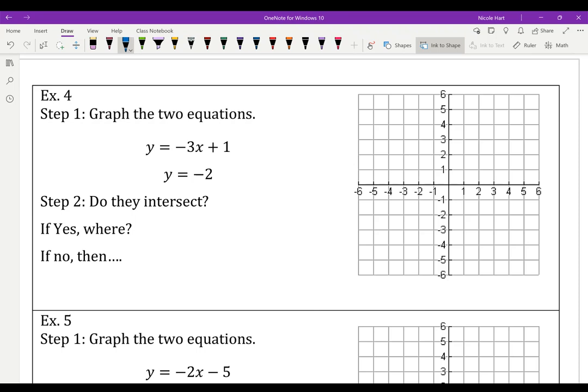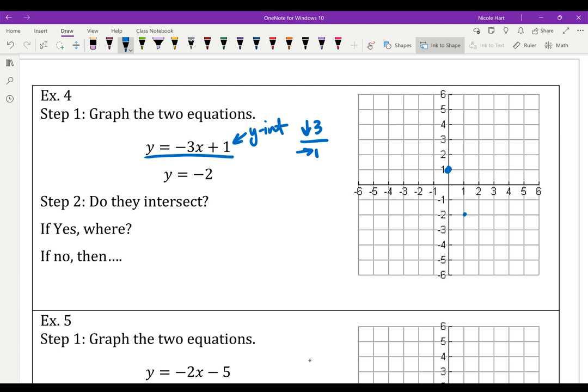Okay, we're going to go through a few more examples. Example 4, we have the equations y equals negative 3x plus 1 and y equals negative 2. For y equals negative 3x plus 1, we have a y-intercept at 1, so I'm going to put a point where y is equal to 1. And then our slope is negative 3, so that means we are going to go down 3 and to the right 1. So down 3, 1, 2, 3, to the right 1.